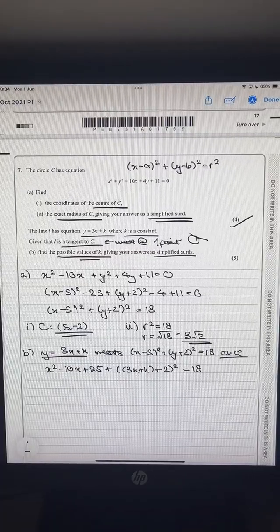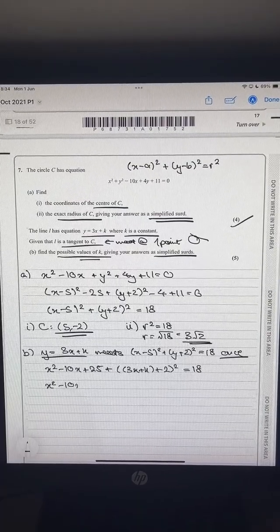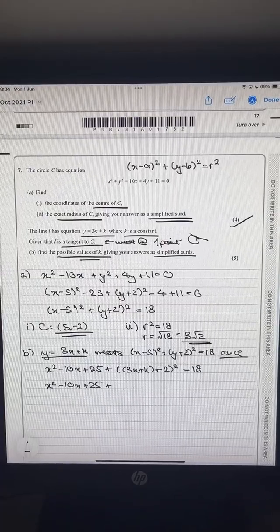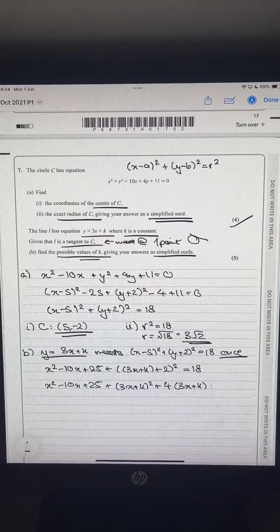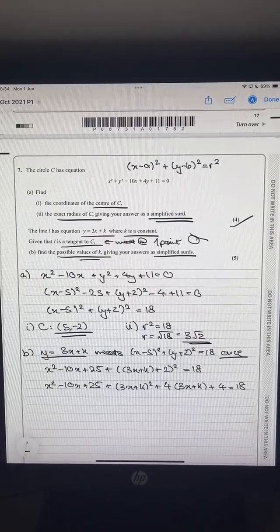This question is not too bad. It's just a lot of algebraic expansion. So don't mess up on those easy steps and make silly mistakes because, trust me, those are quite unavoidable sometimes. So then you get (3x plus k) whole squared plus, now let's see if I don't make a silly mistake, 4 times (3x plus k) plus 4 equals 18. And I'm just going to tidy this up by expanding out and then collecting like terms.